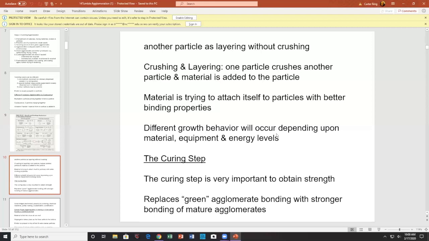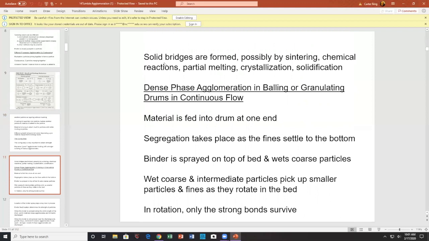Now, the curing step obviously is an important step in strengthening the agglomerate. It replaces green agglomerates with stronger bonding mature agglomerates. Solid bridges may be forming in this process, possibly sintering, chemical reactions, partial melting, crystallization, and solidification.